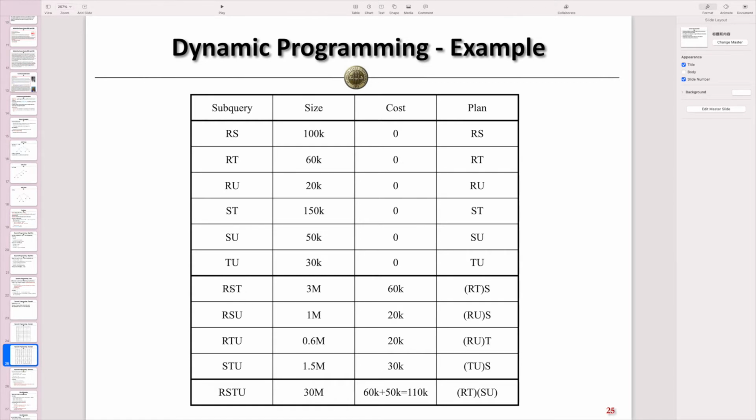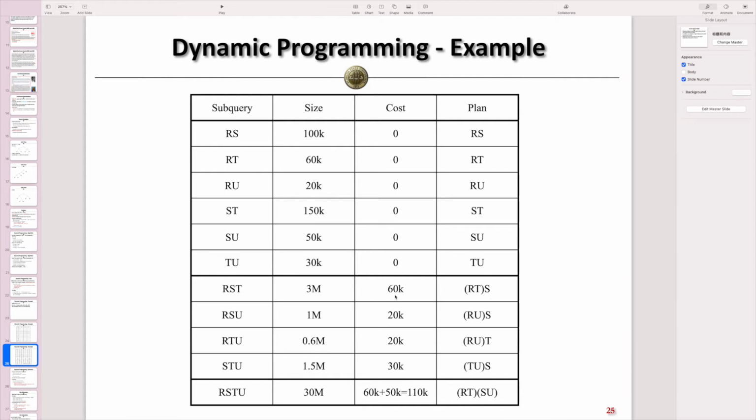The interesting part here will be the cost of this subquery. According to the previous page, we have to enumerate all the potential combinations of these relations. So for this RST, it can be decomposed into RS joins T, RT joins S, and ST joins R. We have three different combination options. Among them, the minimal cost will actually be 60K, and we can achieve this 60K by joining RT first and then further joining S.